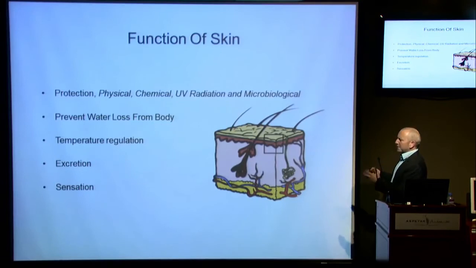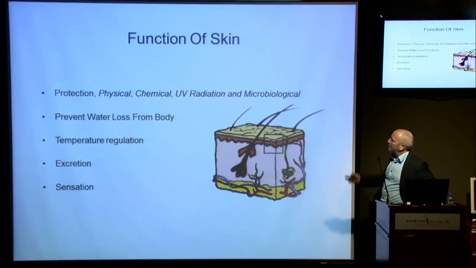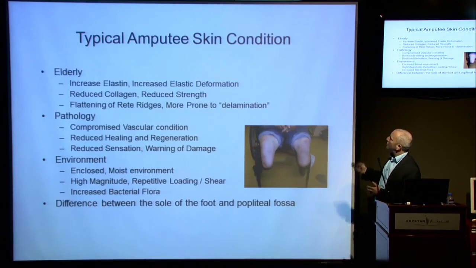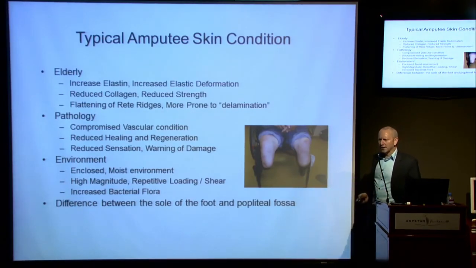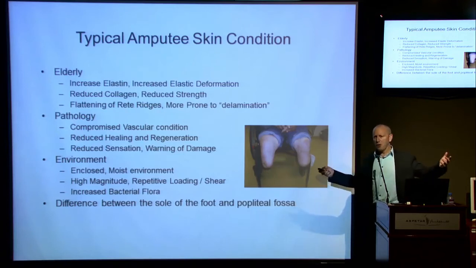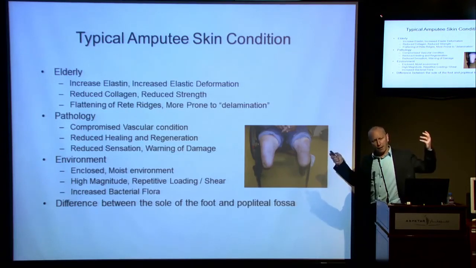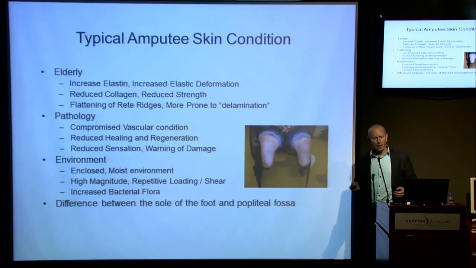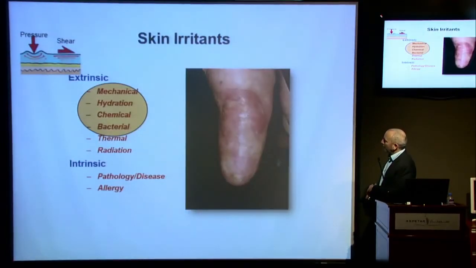Right, so what happens to the skin in this environment? We know that the skin's there for many important things: temperature regulation, excretion, sensation. We know that when you have an amputation, the skin condition changes. We know that there's reduced sensation in that skin. What does that mean? That you don't know when you've hurt that area. So often they can report late, the environment is abnormal, and here you have that difference between the sole of the foot and the popliteal fossa, which literally becomes your sole.